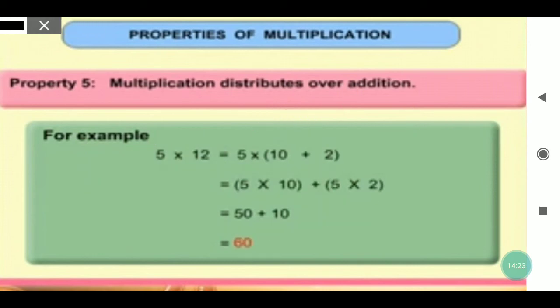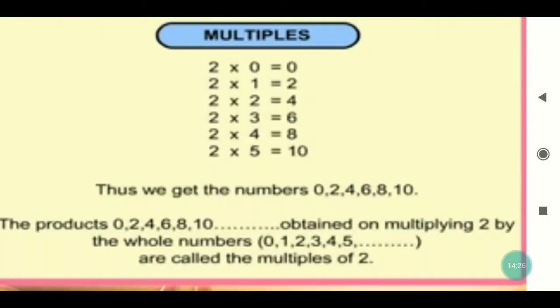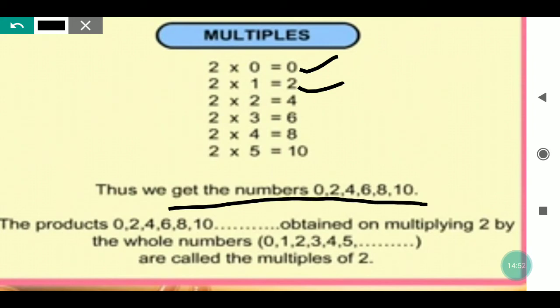Okay. Now the next thing, see my dear, here the table of 2 is written. When we are doing 2 into 0, what are you getting? 0. 2 into 1 is 2. So the first two products are already clear. Now next, 2 2s are 4, 2 3s are 6, 2 4s are 8, 2 5s are 10. Thus we get the numbers 0, 2, 4, 6, 8 and 10. These are the products obtained on multiplying 2 by the whole numbers.